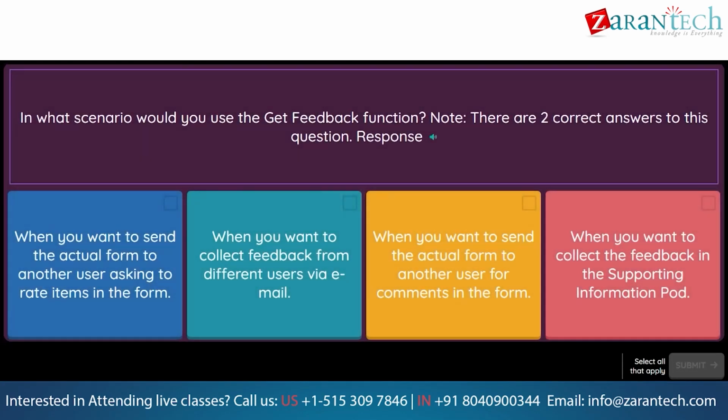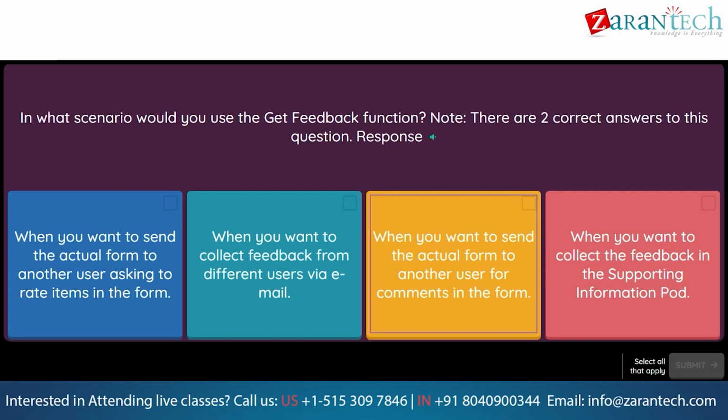Question: In what scenario would you use the Get Feedback function? Note: there are 2 correct answers to this question. Response: Option 1: When you want to send the actual form to another user asking to rate items in the form. Option 2: When you want to collect feedback from different users via email. Option 3: When you want to send the actual form to another user for comments in the form. Option 4: When you want to collect the feedback in the supporting information pod.